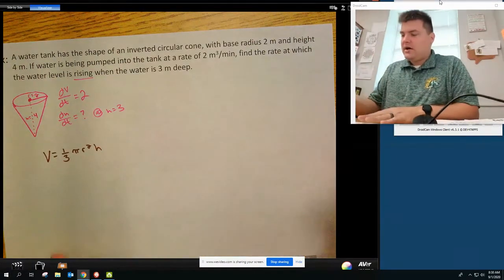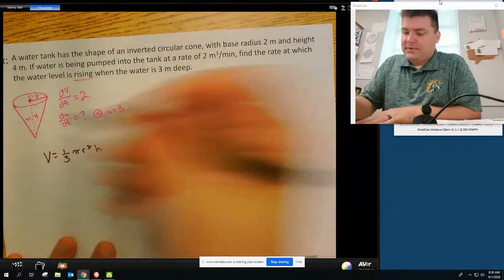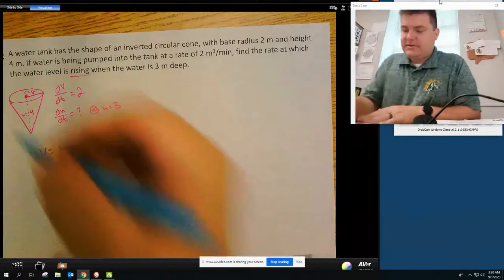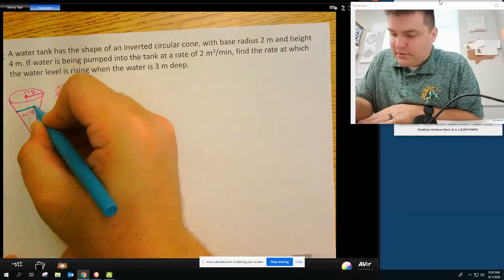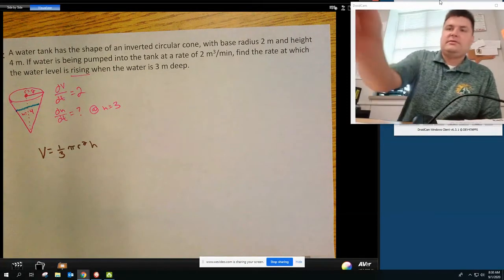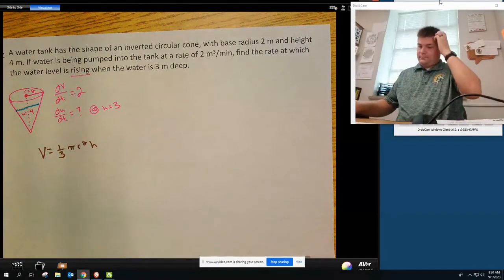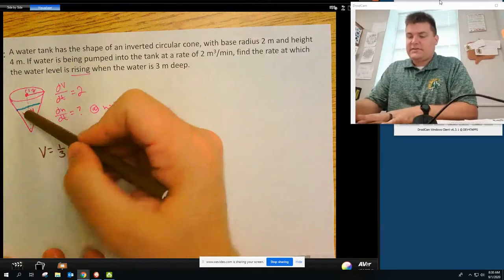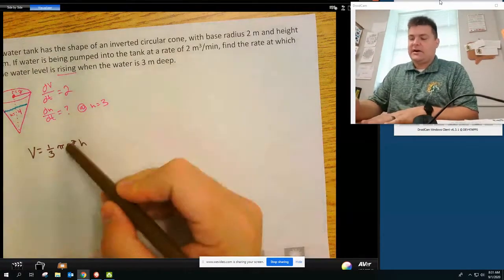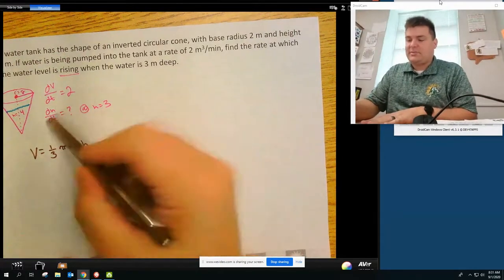So I'm getting water pumped into a tank. I'll do blue for water if I can find it. Here's a blue. So this cone isn't full. That height is 3, okay? So I'm not using this H is 4 and this R is 2. That's going to actually help me replace this R because I want everything in terms of H's.